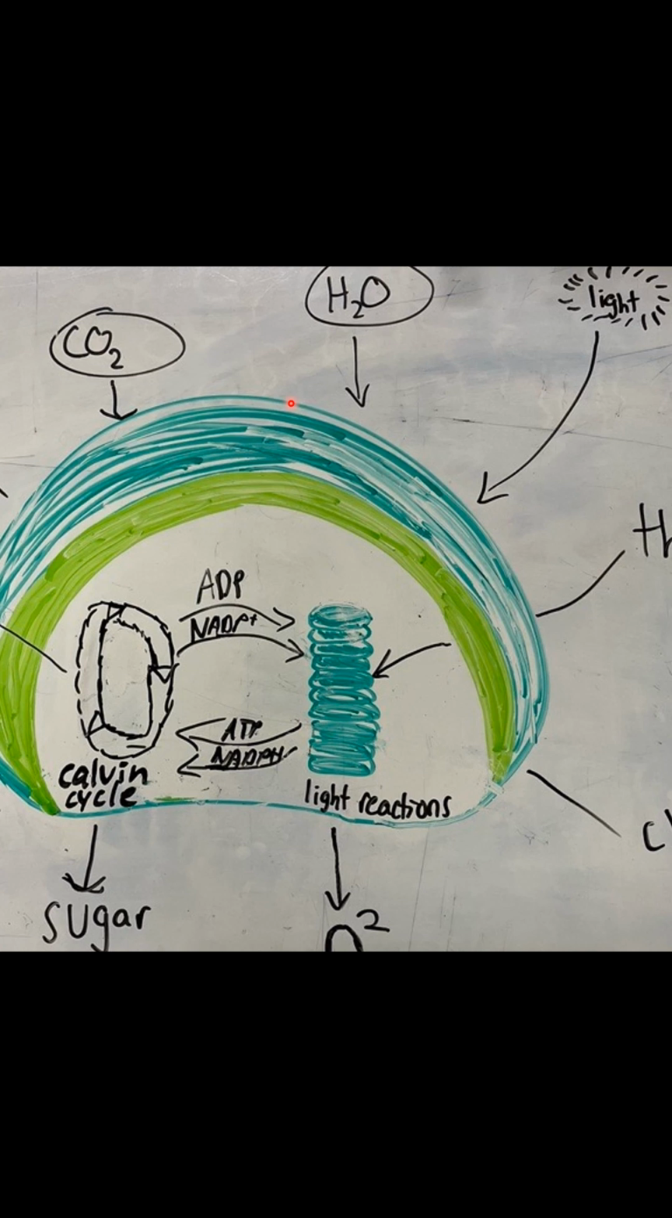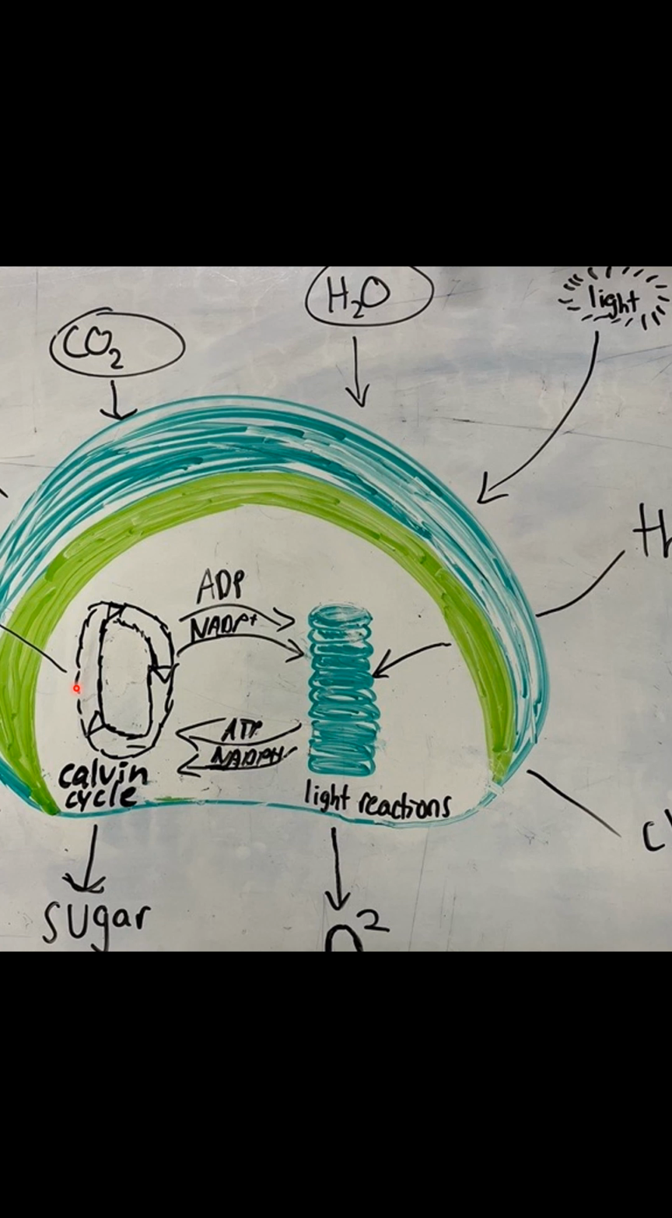The light reactions take place in the thylakoid and the Calvin cycle in the clear watery fluid called stroma. In the light reactions, the thylakoid membranes transform light energy to chemical energy. This process creates ATP, NADPH, and also oxygen.